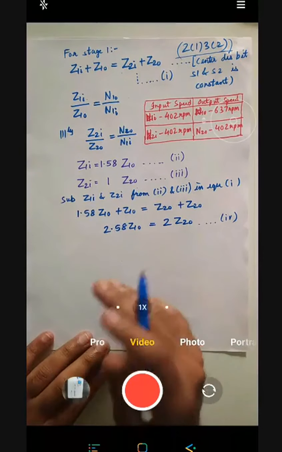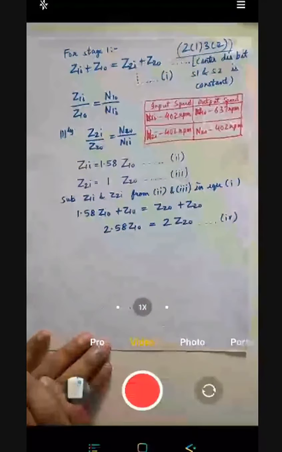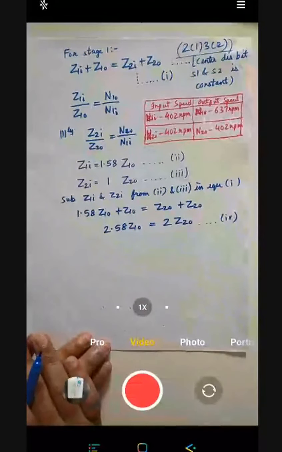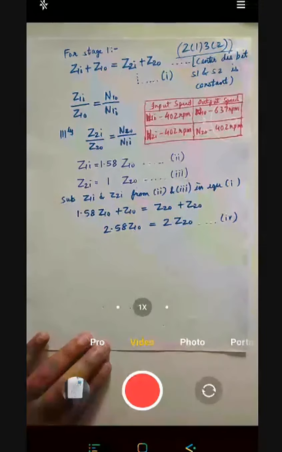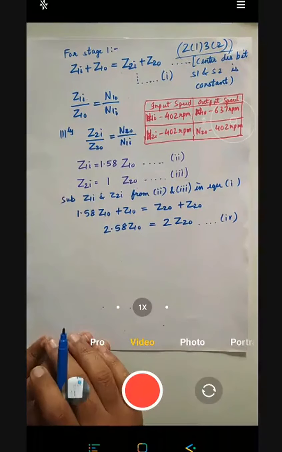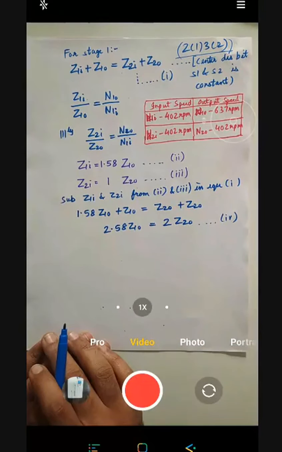Now see, even after solving different equations, we have reached one equation where there are two unknowns. Can anyone tell me now what we can do? We are still stuck at two unknowns. What will we do next? Can anyone tell me what we can do now?